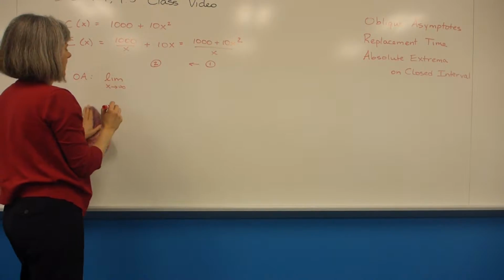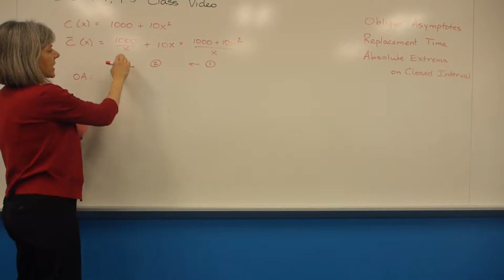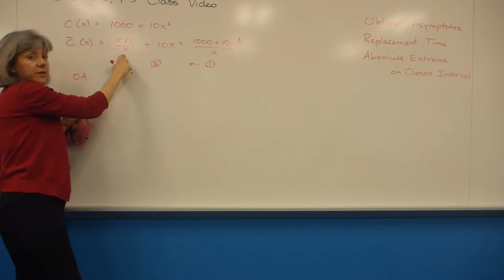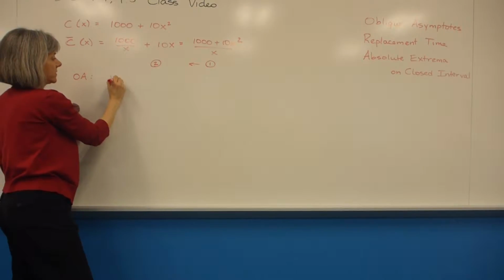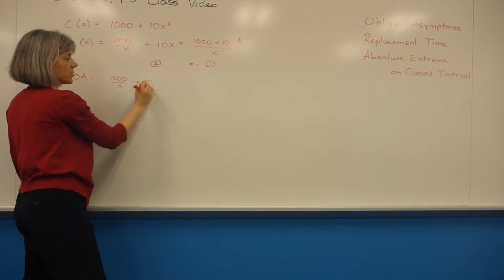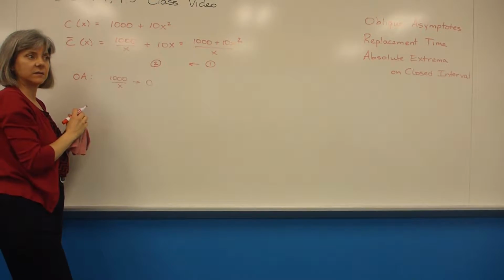Now I don't want to write the limit. As x gets really big, does this term matter? That's going down to 0, right? Anything with an x in the denominator is going to go towards 0 as x gets really big.